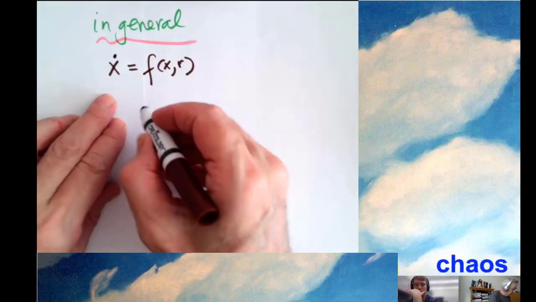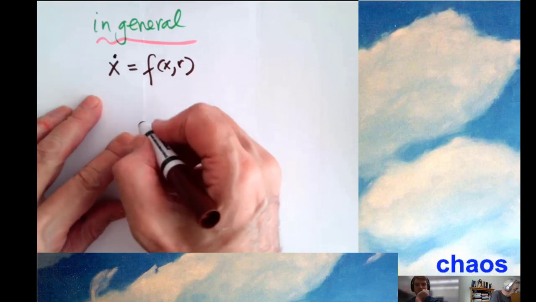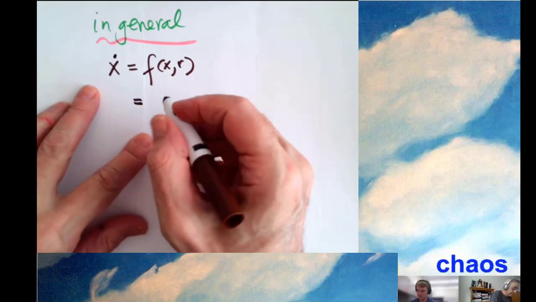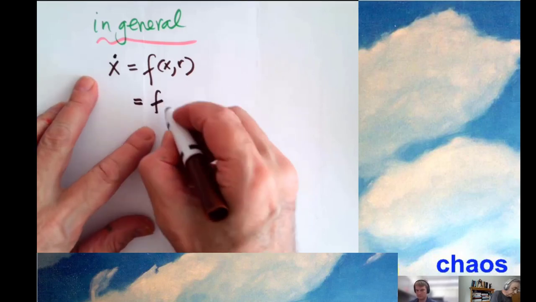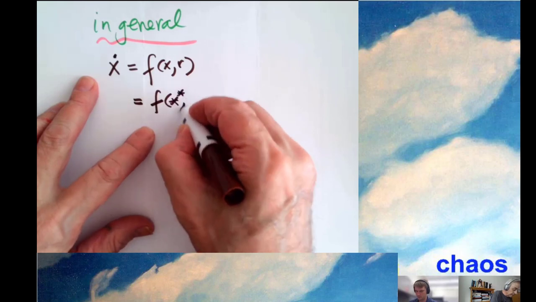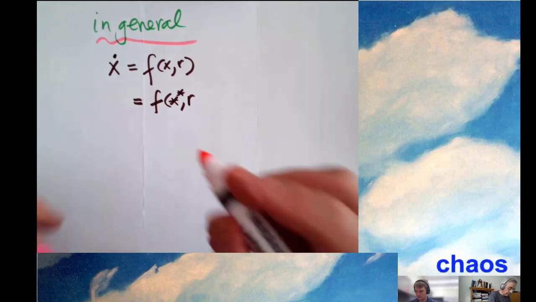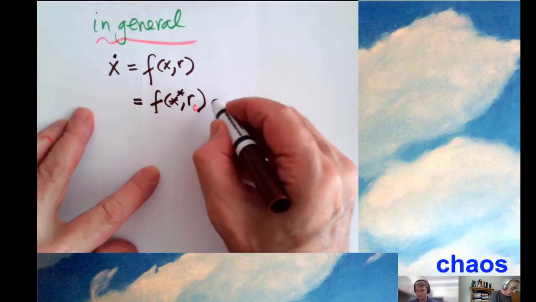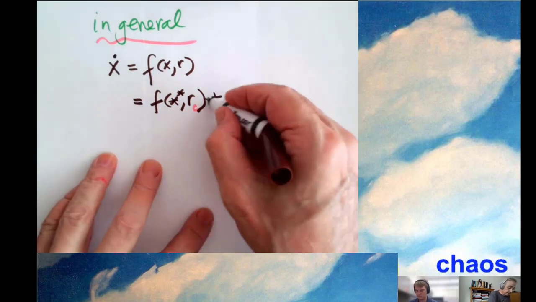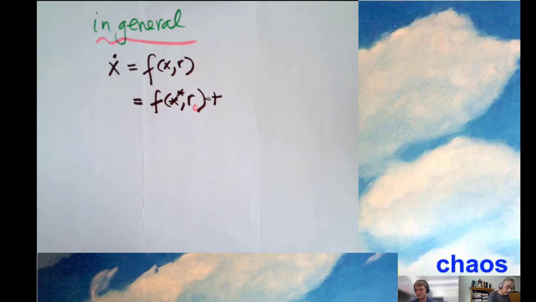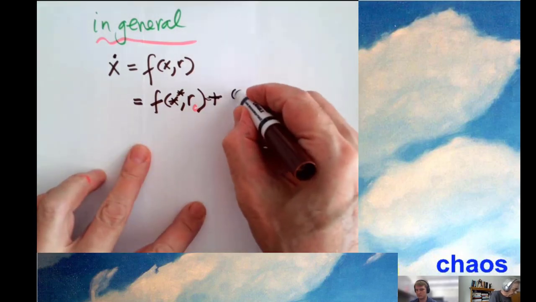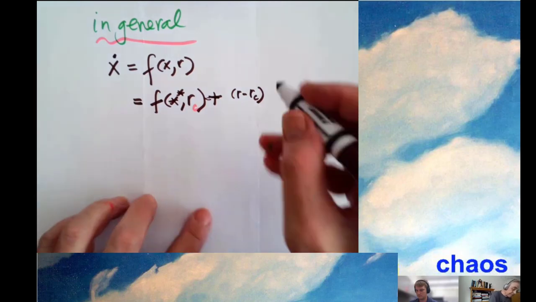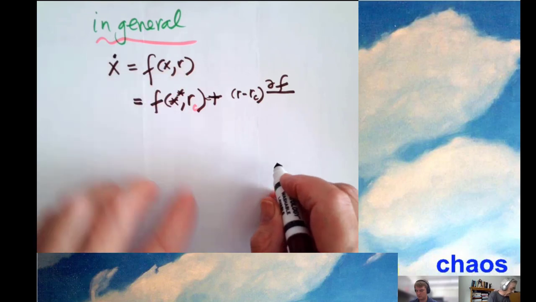Then I work and I find a fixed point. So I say, there is a fixed point, and there is a critical value, RC, of my parameter. Plus the linear distance in parameter space from the critical value, because I'm interested in R, not the critical one, times the first term with respect to R, the parameter.